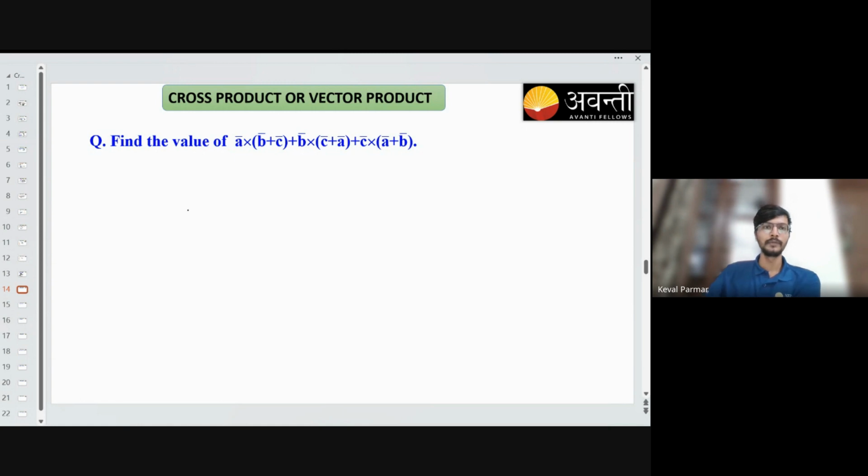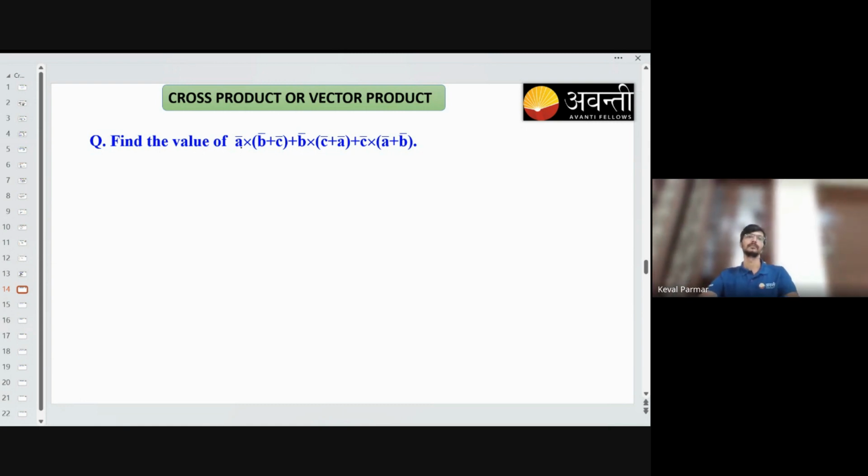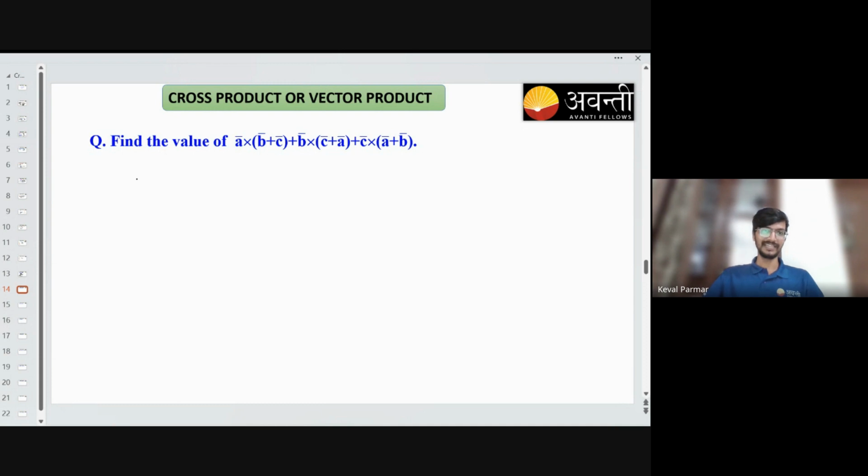So here, did you do it? We just have to use the distributive law. I hope you remember what is the distributive law, guys. Let's simplify this first. So I can write it as A vector cross B vector plus A vector cross C vector. Similarly, this will be plus B vector cross C vector plus B vector cross A vector. And lastly, C vector cross A vector plus C vector cross B vector.